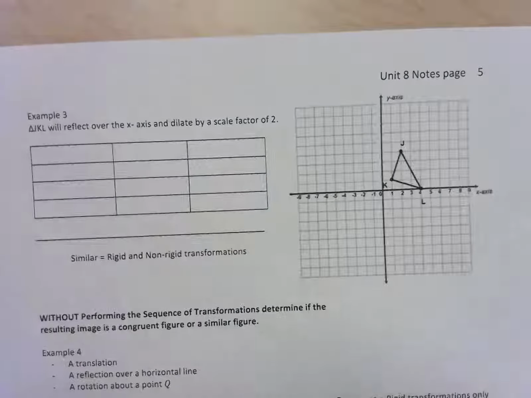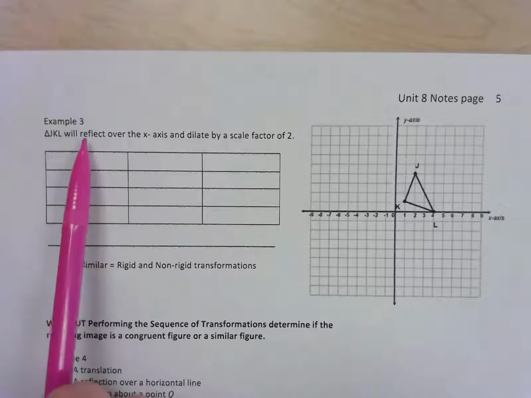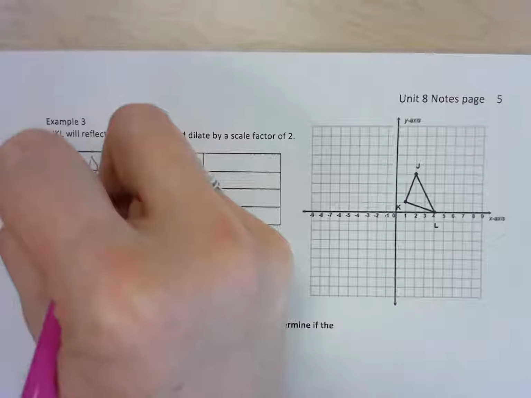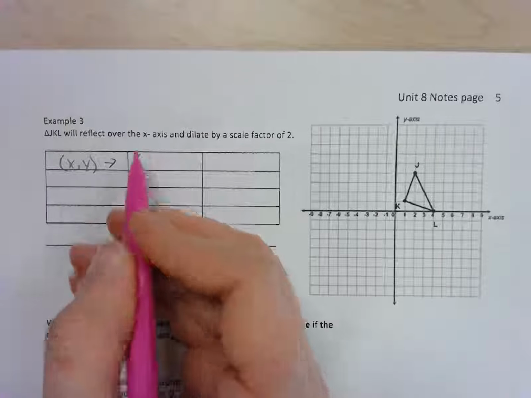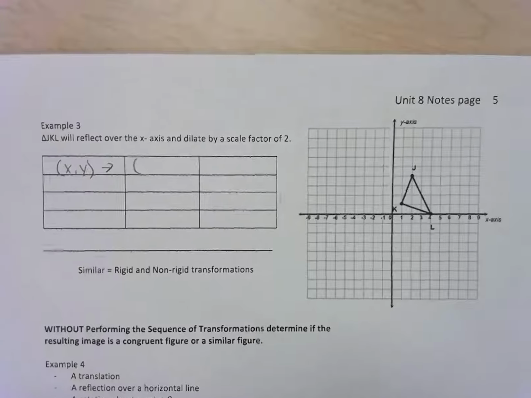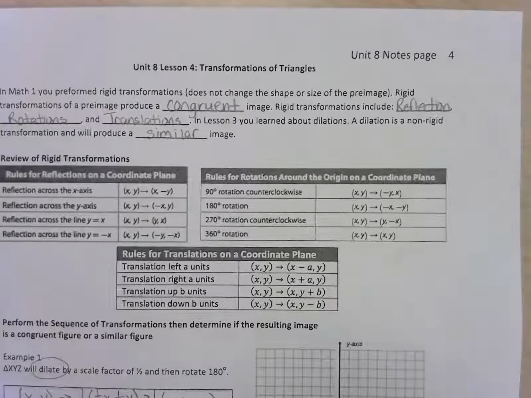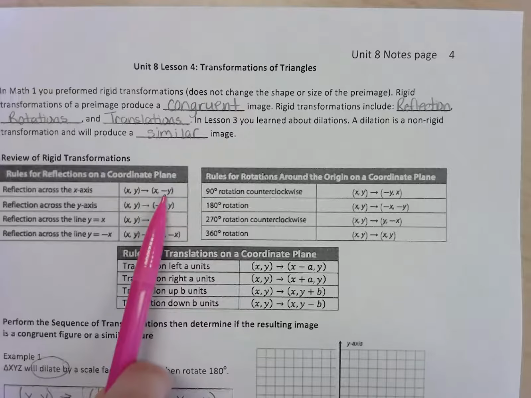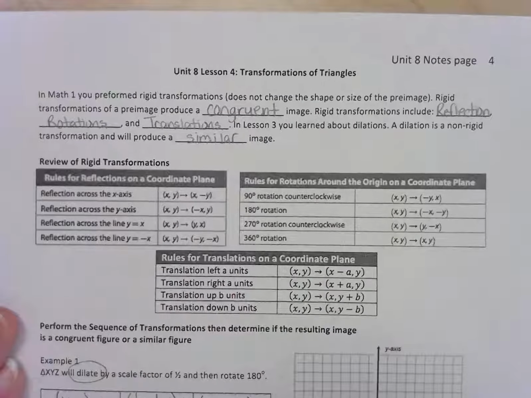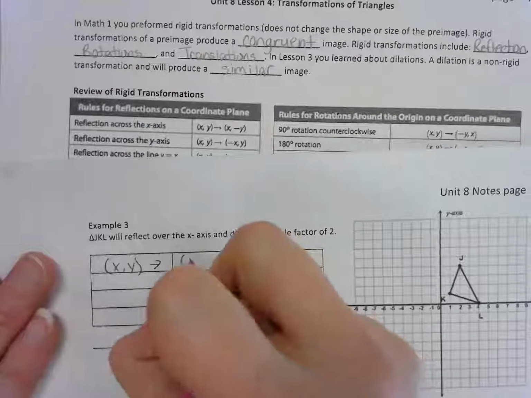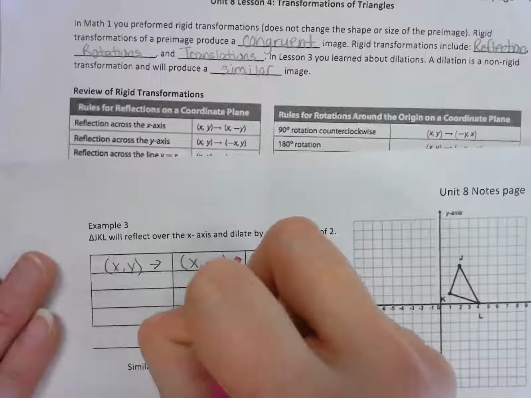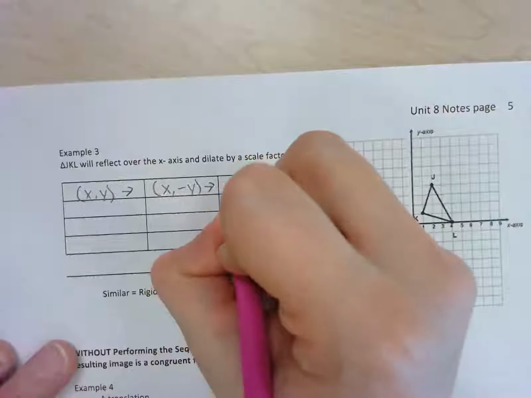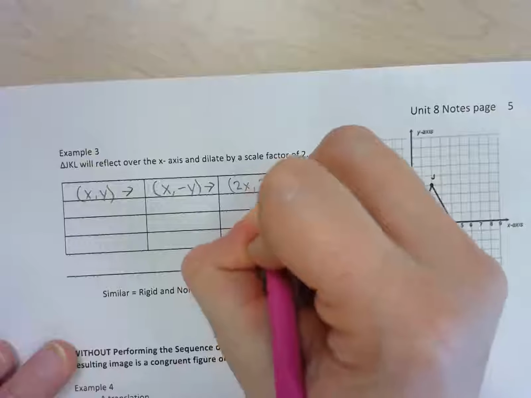Let's look at one more transformation. Number 3, we have the triangle JKL that's going to reflect over the x-axis and dilate by a scale factor of 2. So again, starting with your coordinate notation, reflecting over the x-axis, go back to your chart to see the coordinate notation for reflections. So reflecting over the x-axis, you're going to keep your x value the same, but your y value is going to become opposite. Now to do a dilation by a scale factor of 2, you'll take your x value and multiply by 2 and your y value and multiply by 2.